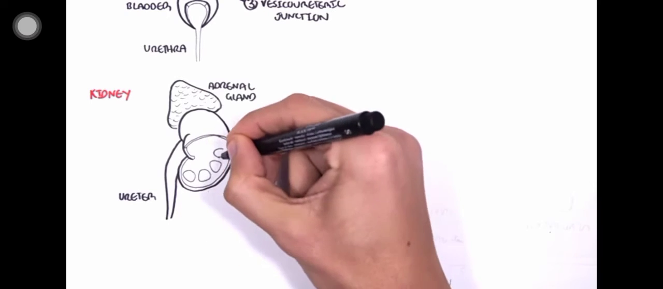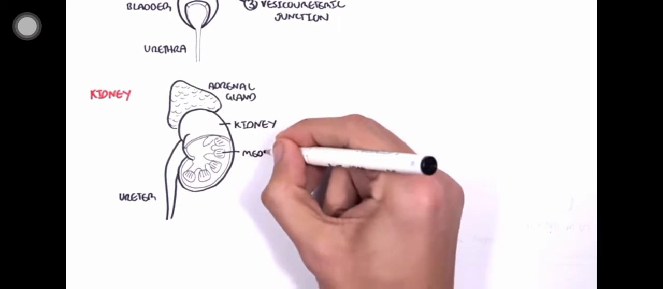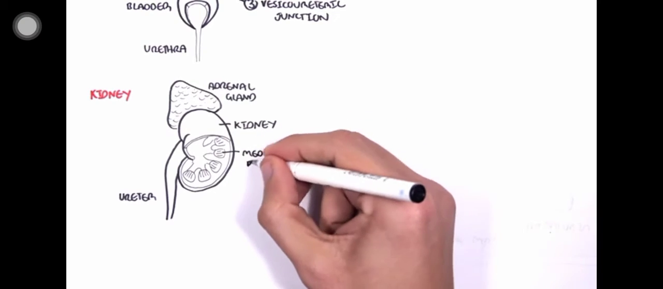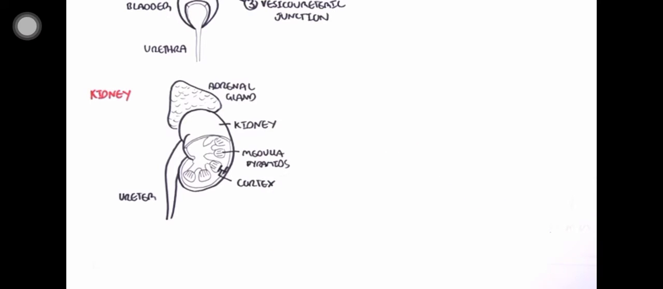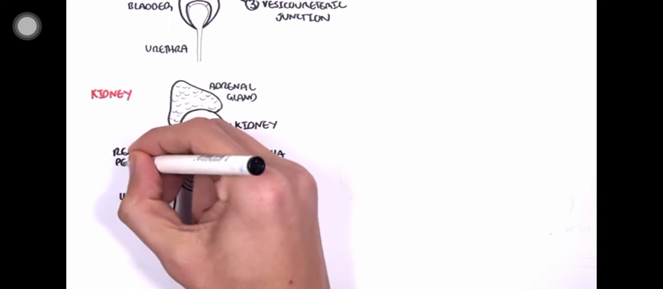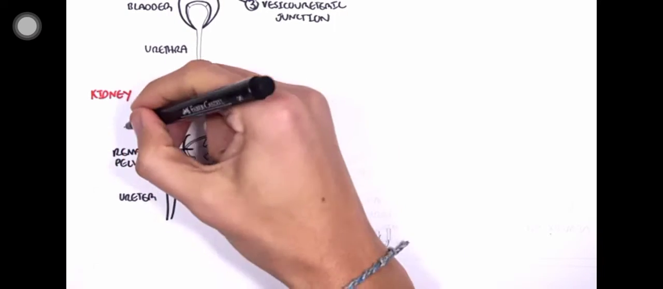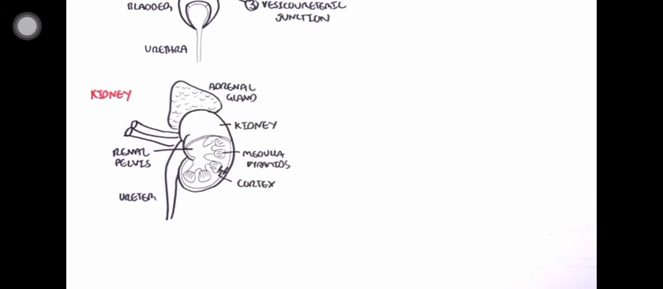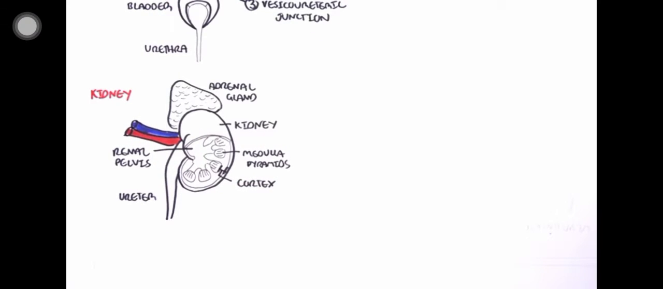Looking inside the kidney, it consists of pyramids called the medulla pyramids. Surrounding the medulla pyramids is the cortex. The tip of the medulla pyramids joins and forms the calyx. The calyx then join together and drain into the renal pelvis. The renal pelvis has a renal artery and renal vein entering and exiting it.